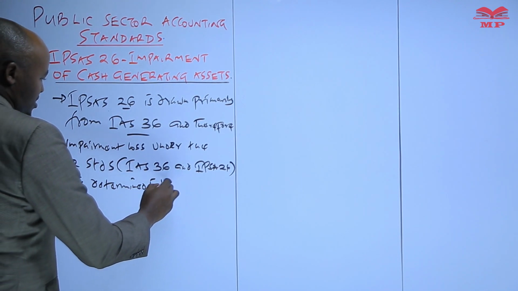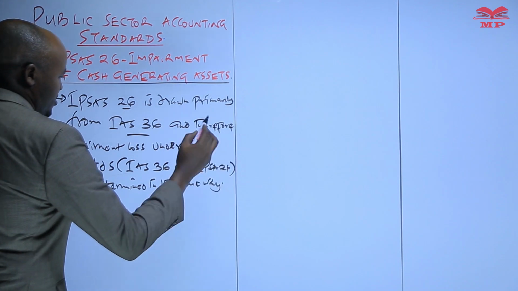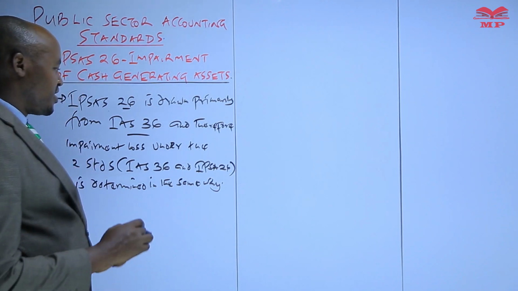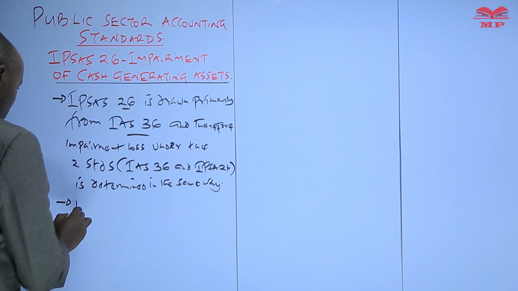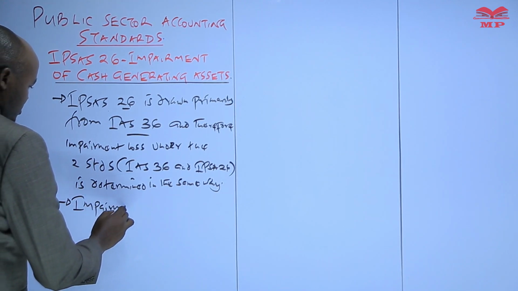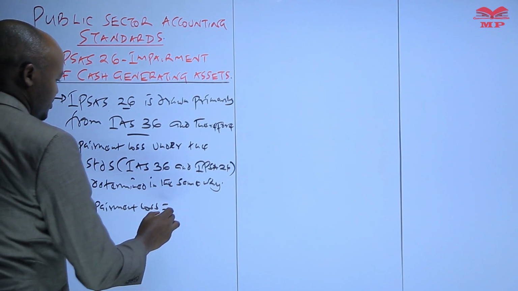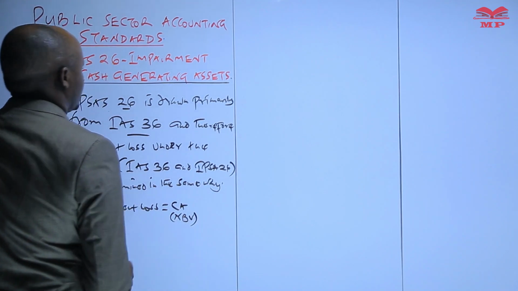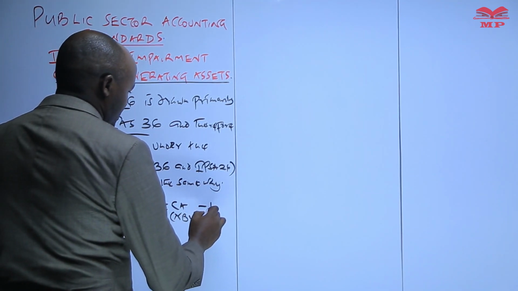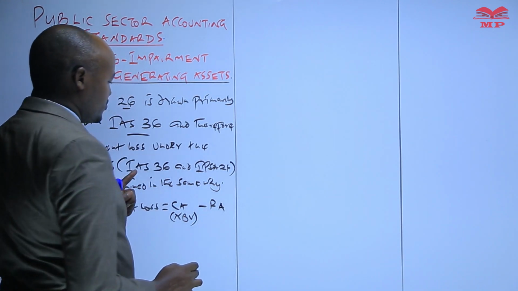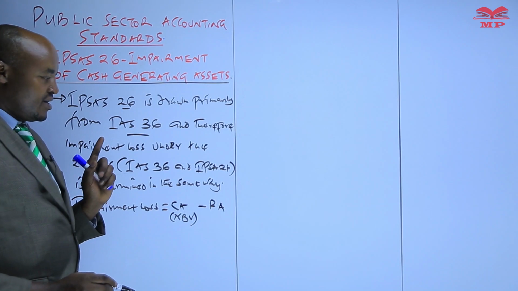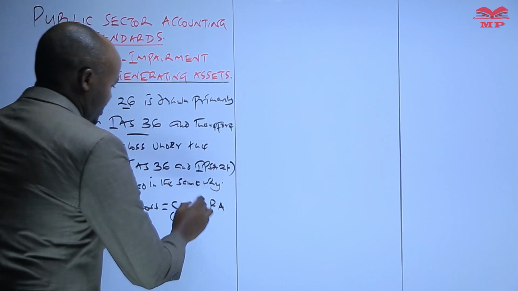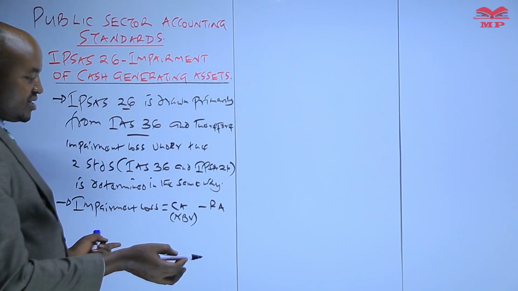Let's look at how we determine this particular impairment loss under the two standards. So the impairment loss in this case is always equal to the carrying amount of an asset, or basically the cash generating asset, and then from this we deduct something called the recoverable amount. So we don't use the word recoverable service amount as we were using under IPSAS 21, but here we talk of recoverable amount. The carrying amount or the net book value is determined in the same way.